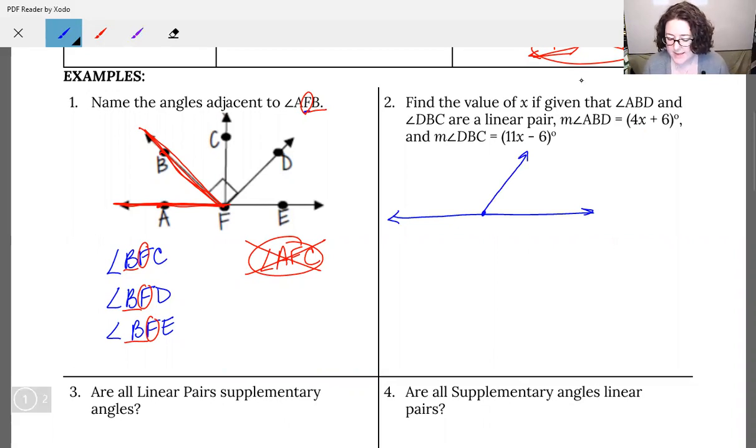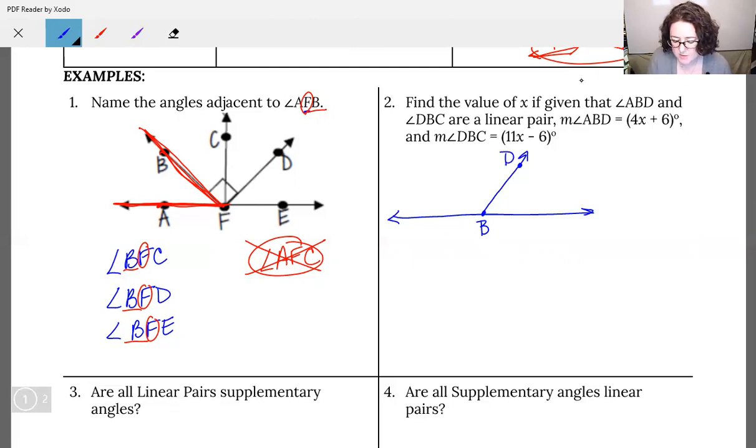Okay, ABD and DBC, what letter do they have in common? They have letter B in common, so that's their common endpoint. What other letter do they also have in common? So they have the D. So that must be my ray, my side that's in the middle is BD. So then I can finish labeling my angle.